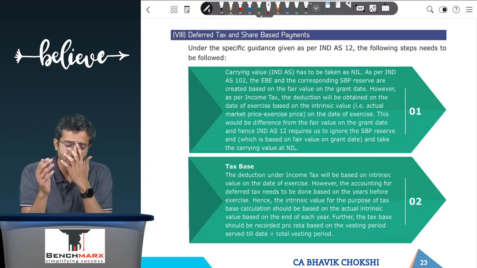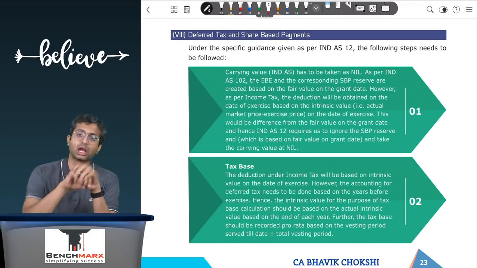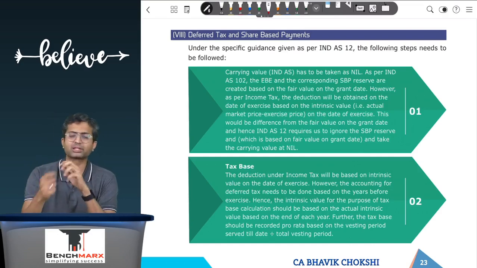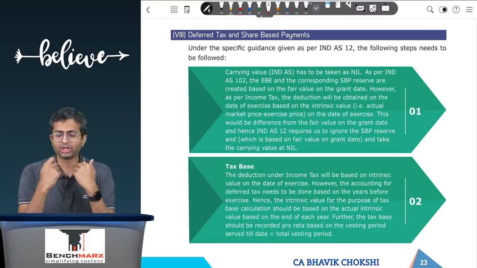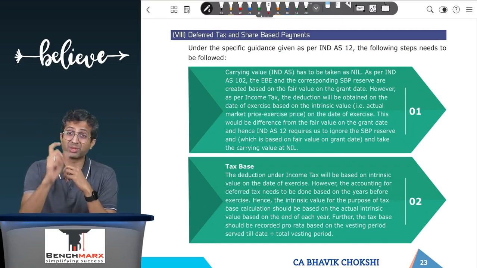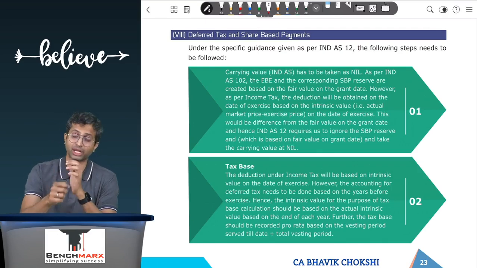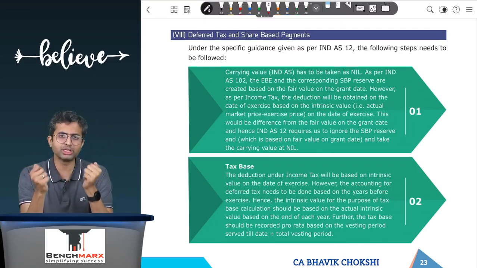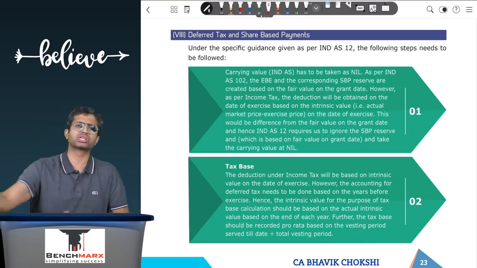So ideally, an SBP reserve is calculated based on the fair value as on the grant date as per Ind AS 102. However, income tax in practice gives you deduction at the time of exercise. To the employer, it gives a deduction at the time of exercise based on the intrinsic value, that is the difference between the market price and the exercise price on the date of exercise. So the base on which tax is to be levied or deduction is to be given is completely different in the books of accounts as compared to income tax.